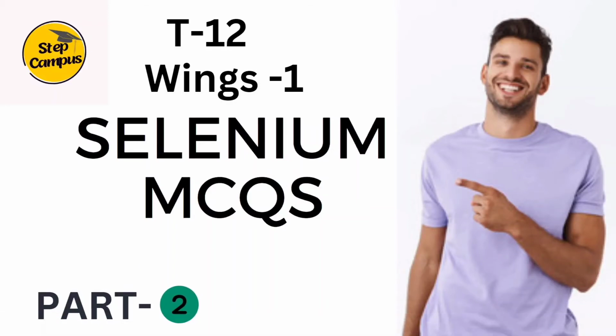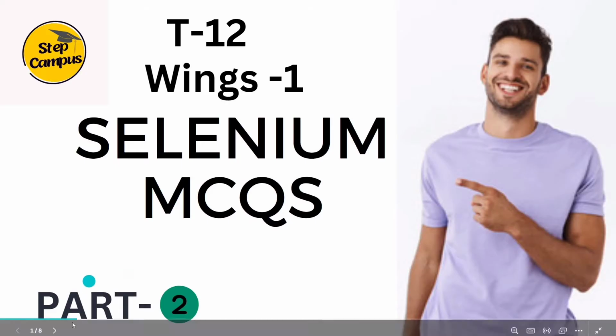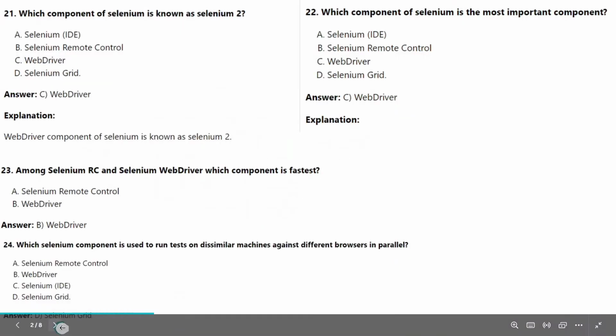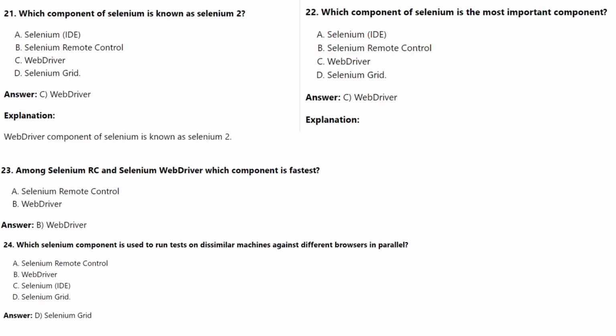So this is part 2 of Selenium MCQ. So let's get started, guys. In the previous lecture we learned about 20 MCQs. From 21 we will see some more MCQs, okay. MCQ number 21: which component of Selenium is known as Selenium 2?